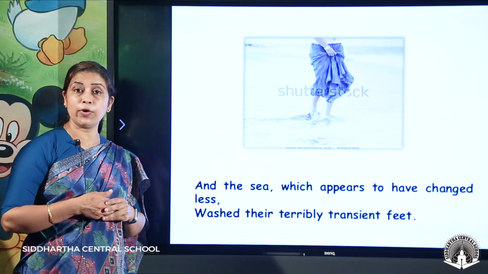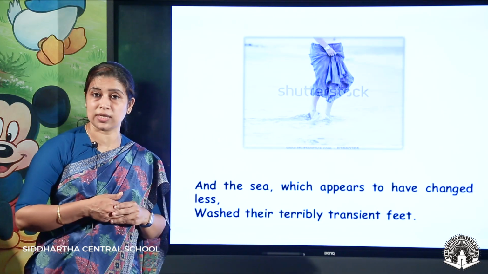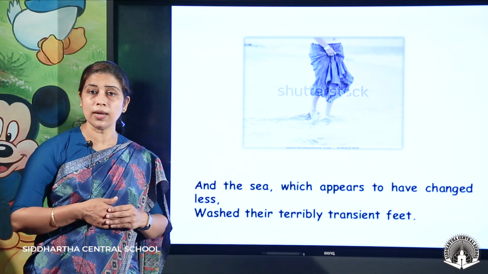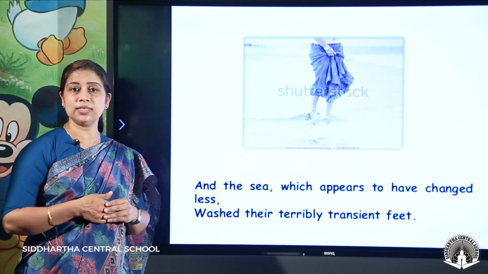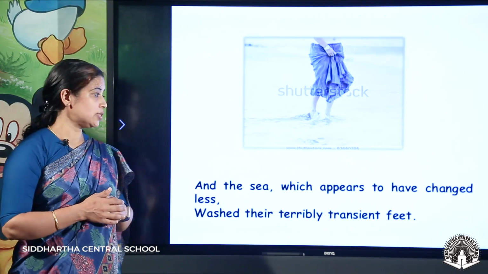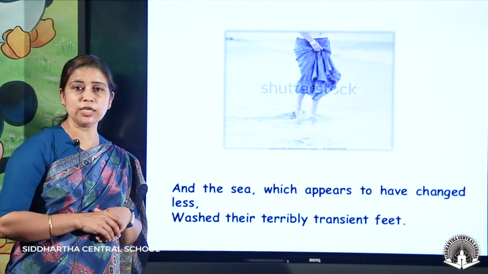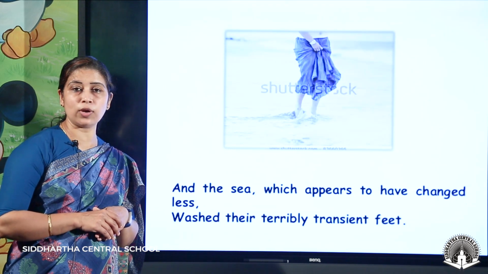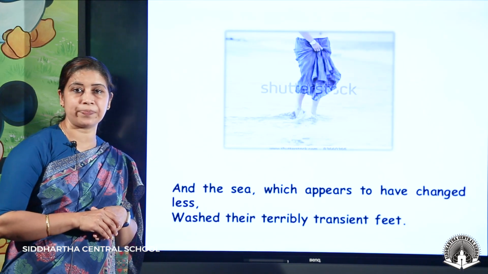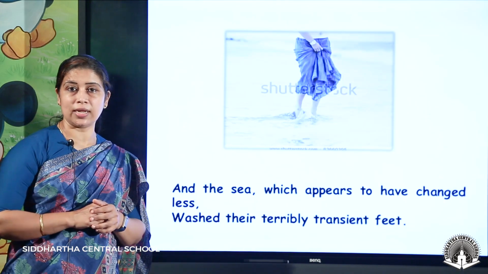But what happens to the poet's mother? She has undergone physical changes during the passage of time. So this is the universal truth that the poet tries to reveal through the poem, the momentary existence of human beings compared to the existence of the sea. The pretty faces and transient feet of the girls have a momentary existence when compared to the sea that has changed less. So this is a universal truth that the poet tries to explain through these lines.